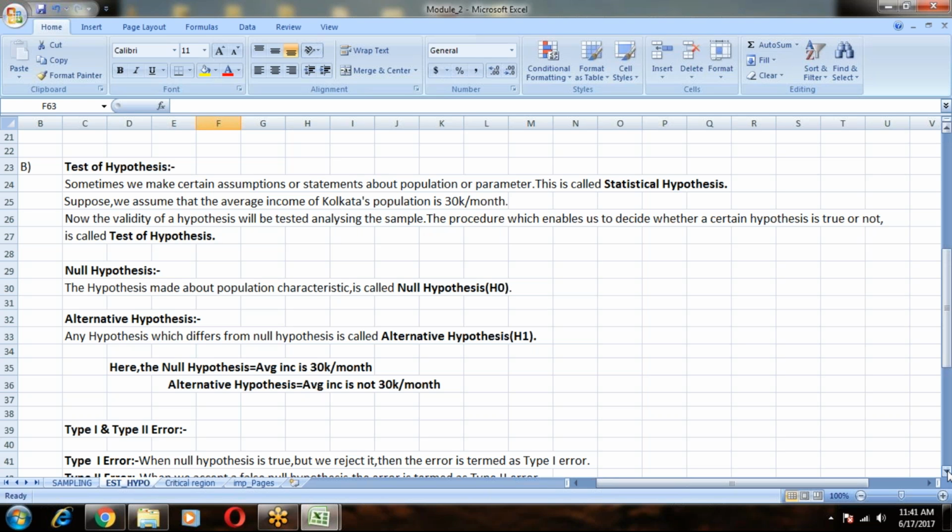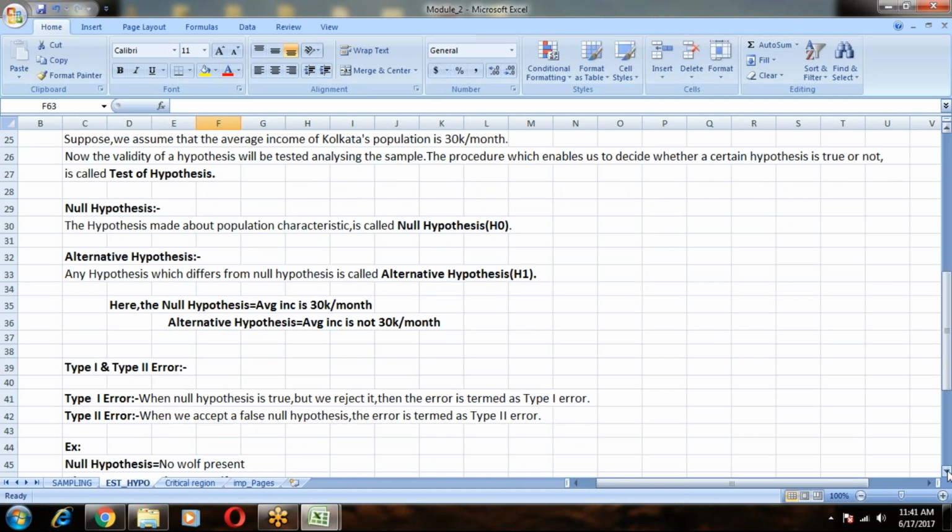Okay. Now this time I'm going to give you a second value. I have assumed that Kolkata's population's average income is, suppose, 30K per month. Okay, this is my assumption. Are you going to believe me? Obviously not, because you are going to test whether Motrisha is right or wrong on the basis of the sample available. So, the hypothesis made about the population characteristics is called null hypothesis. Here my null hypothesis is that Kolkata's population's average income is 30K per month.